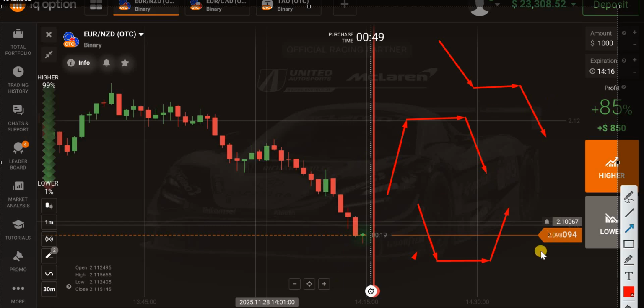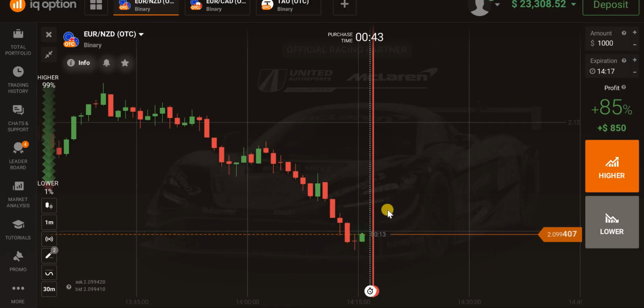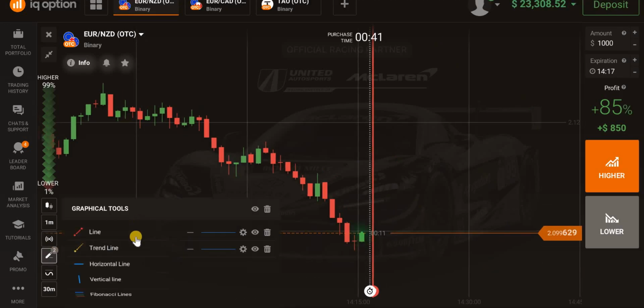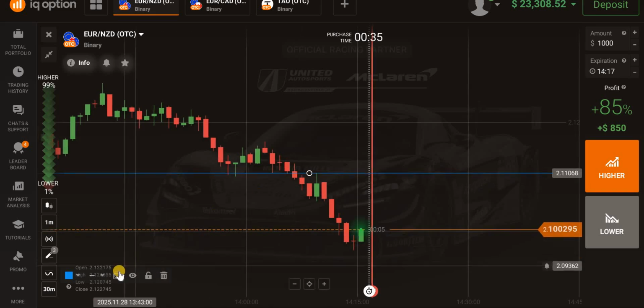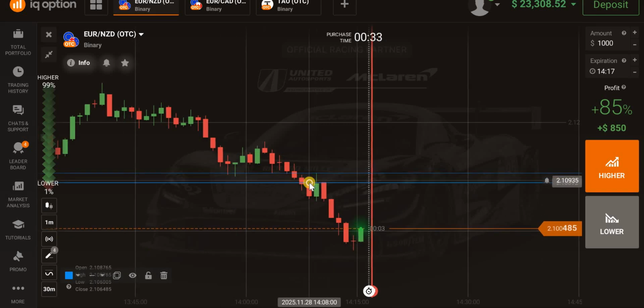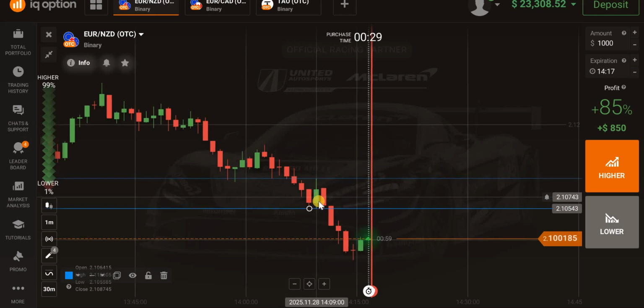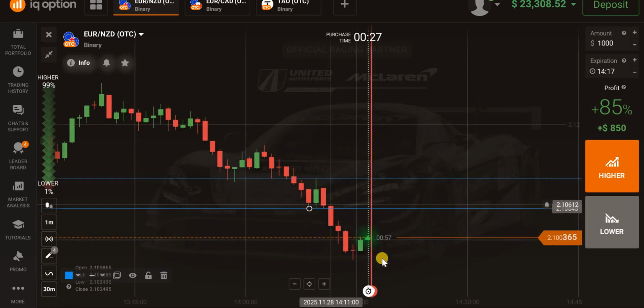So we are going to mark it now. How do we mark it? We mark it like this. And I told you this is a conservative approach. You mark both wicks, the upper and the lower wicks here. Now you can also use only the body, but like I said, you mark both wicks.